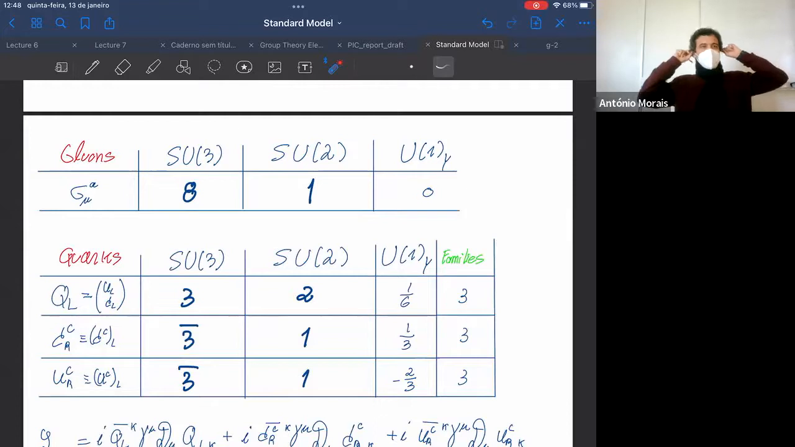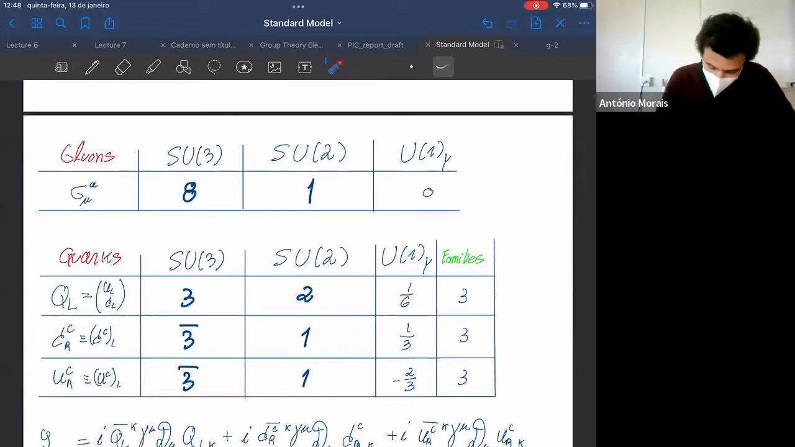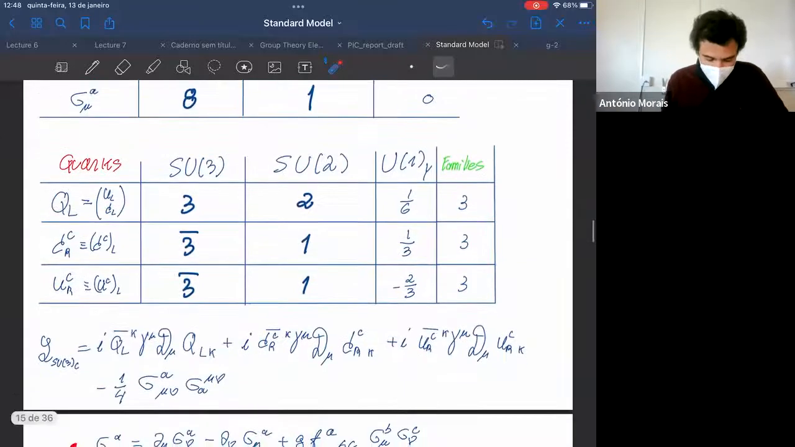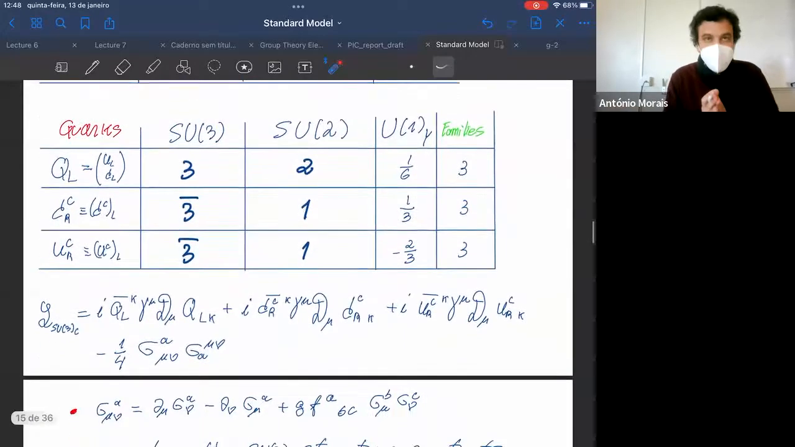Typically when I teach this to someone that didn't have group theory, I show these tables and they get really confused. What is this 8? What is this 3 and 3 bar? Now you know what this is, and the apertures and so on. And then you just build the invariants. You just have to compute the tensor products and so on. At this level, it's quite simple.